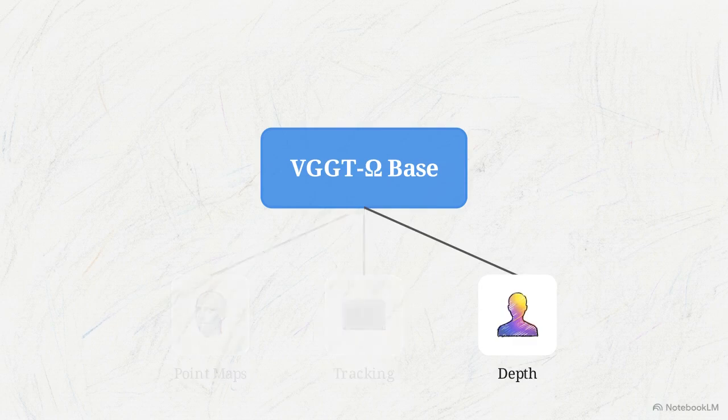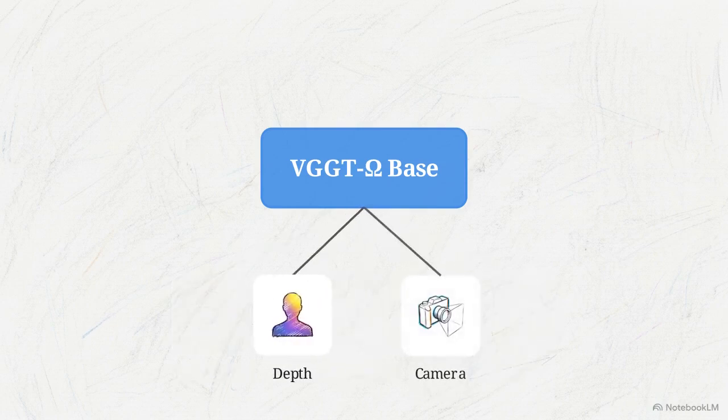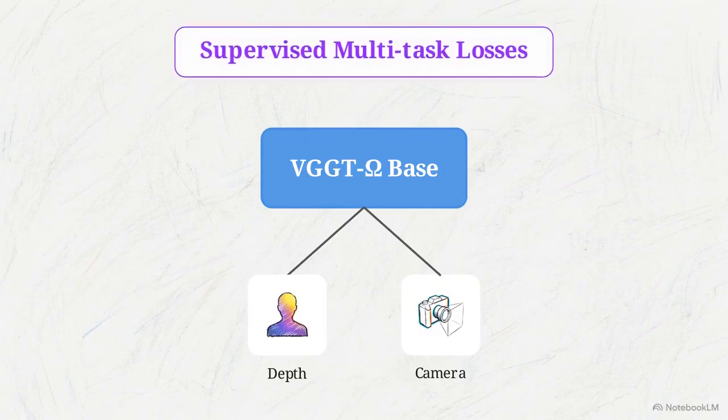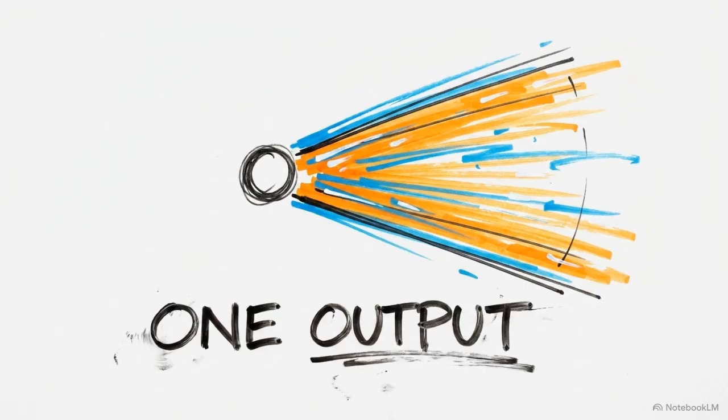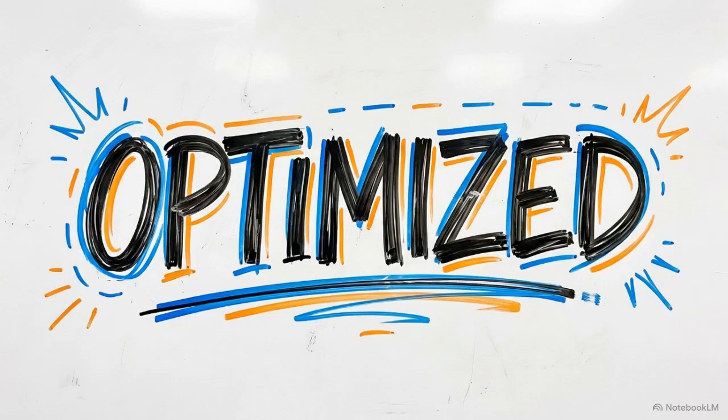VGGT-Ω drops the redundant prediction heads and outputs only depth and camera parameters. However, the model is still supervised on those missing outputs during training through multitask losses applied to the simplified head. This keeps the accuracy high while lowering the hardware requirements. Combining scene token attention, pixel shuffle upsampling, and single head supervision cuts VRAM usage by 70%.